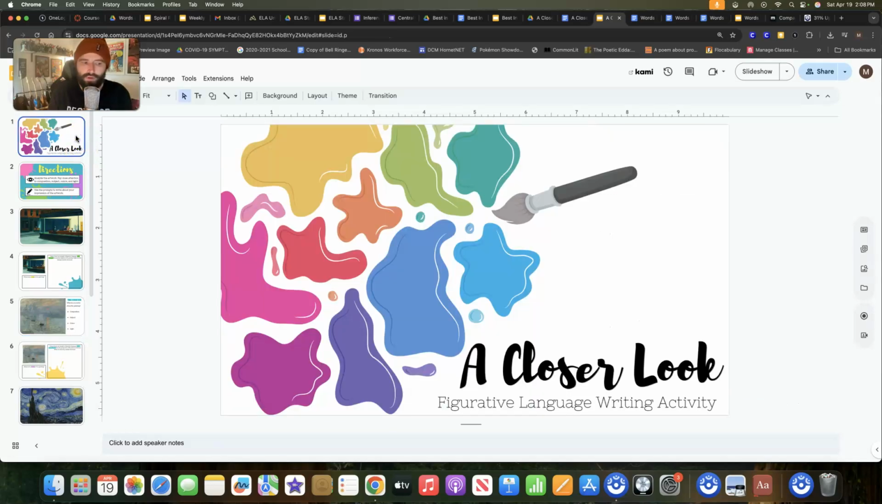Hey everyone, so this assignment is called a closer look. Now with this, you're using figurative language as we look at paintings and we look at art and we try to combine the two together. It's definitely an extension activity of figurative language.